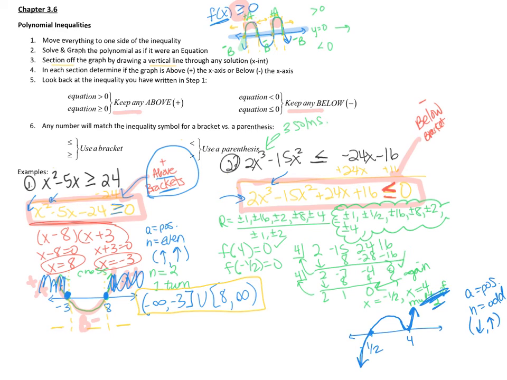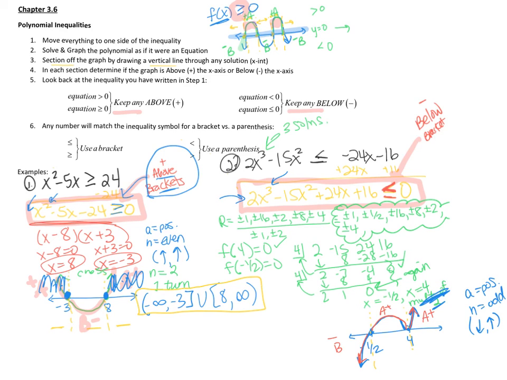Okay, so now that we've got our graph going on here, I'm going to section it off. Again, I've got 3 sections here. On each section, I'm going to determine, am I above or below? So here I am below, here I am above, and here I am above again. All right, so I've got those 3 sections. Now I've got them labeled.